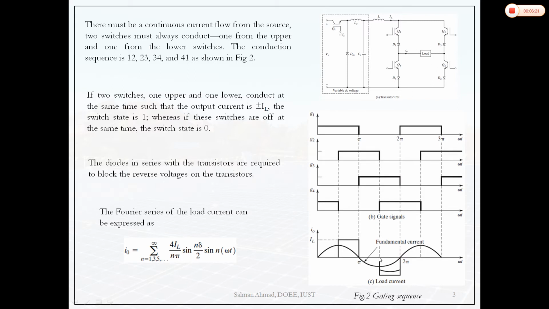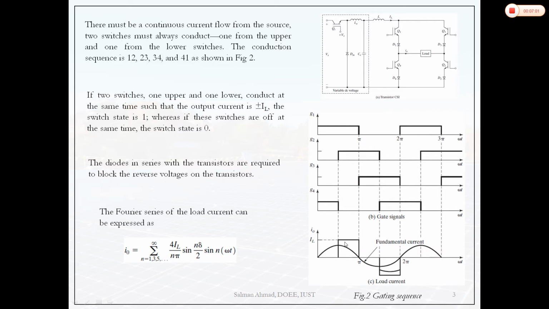So you can see here G3 and G2 gate pulses are applied to the transistors Q3 and Q2. Okay, again you can see from here that G3 and G4 gate pulses are applied. You can see here G3 here and G4 here. So the current will pass like this through the load, but it will be in the reverse direction. So I naught will be in that case minus IL. Okay, so we are getting this.